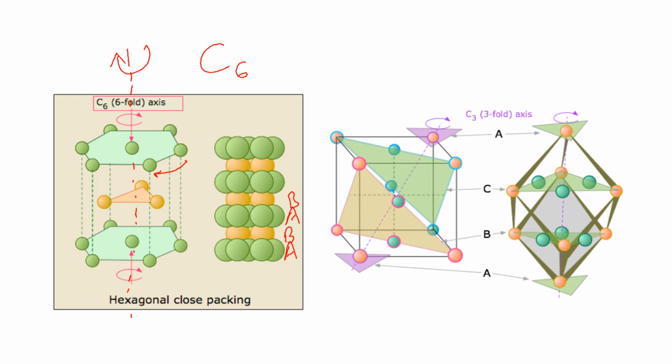On the other hand, in a cubic close packing structure, we cannot select this axis, this red colored axis, because if you rotate about that axis, it will not give a symmetry arrangement.